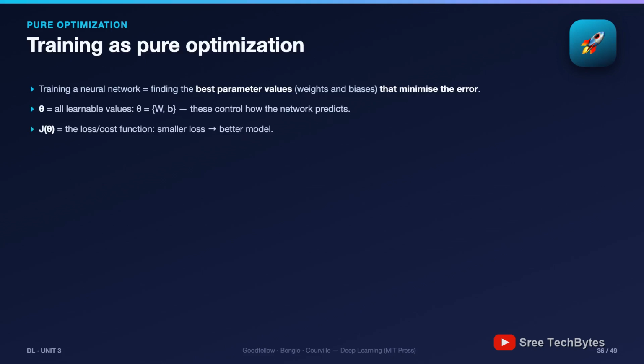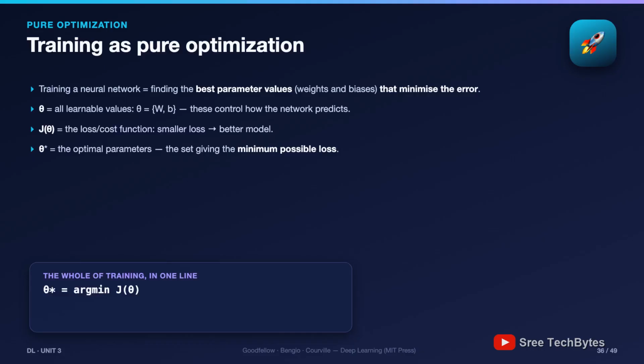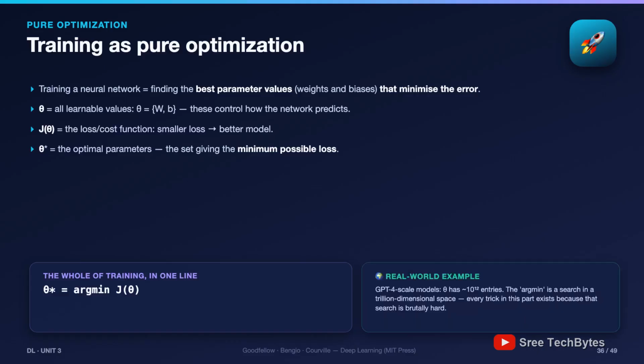Today's scaled GPT-class models have theta with roughly 8 trillion entries. That argmin is a search in a trillion-dimensional space. Every trick in this chapter exists because that search is brutally hard. One honest subtlety from the textbook, worth a sentence: what we truly want is low test loss, but we can only minimize training loss. Bridging that gap is what part 1, regularization, was for. The two halves of this unit are one machine.